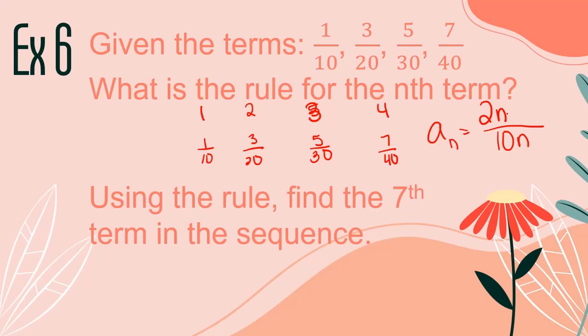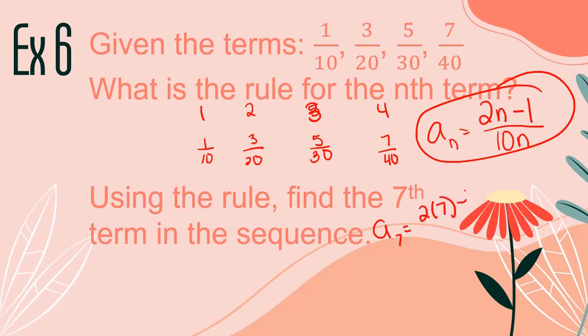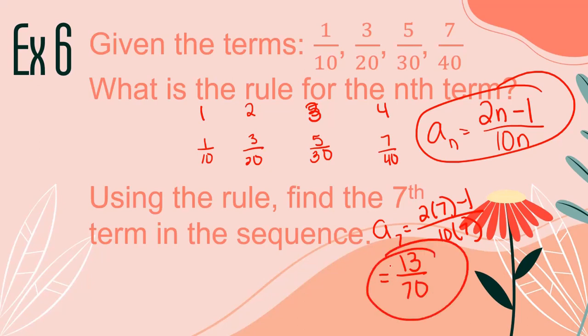But I had to get 1. So 2 times 1 is 2. I would have to subtract 1. Would that work? 2 times 2 is 4. Minus 1 is 3. That looks right. Yes. Got the formula. It works for all of the terms that they gave me. Now let's find the 7th term. All right. 14 minus 1 is 13. 70ths. And that is the answer.